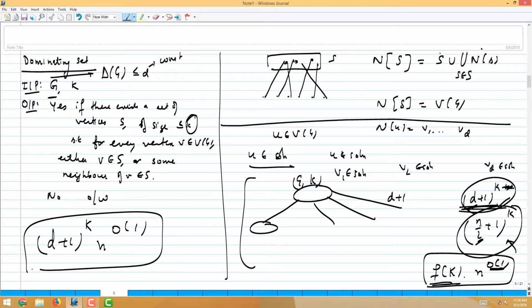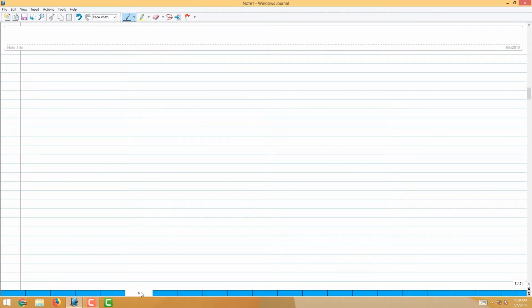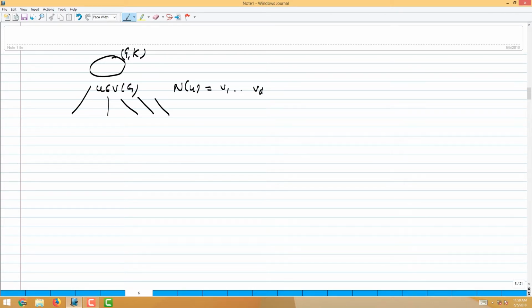But there is a slight catch here. So let's carefully see what we do when we branch. In G, k, we take a vertex in this graph and we branch. Let N(u) be equal to {v1 to vd}, d is a constant. Suppose I decide to pick u in the solution. So what is the instance that I should be solving here? G minus u, k minus 1. Is everyone convinced that we should be solving this instance?